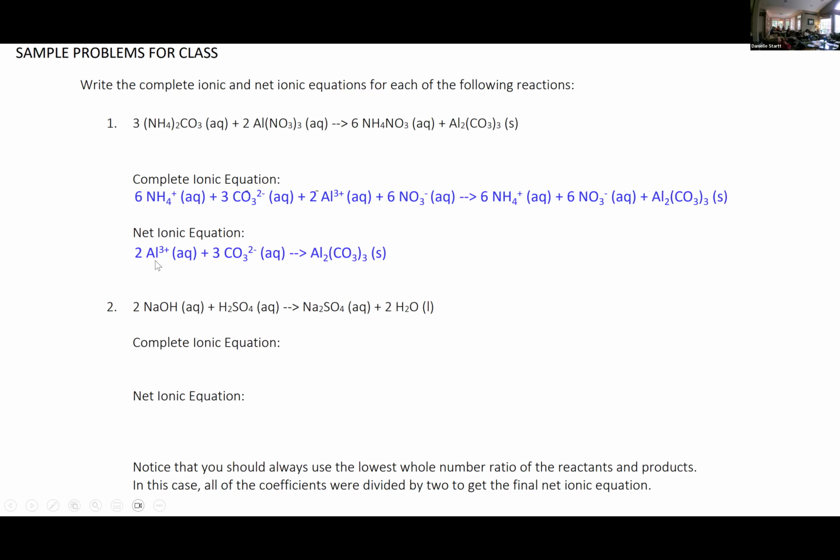So we have 2 Al3+ aqueous gives us 3 of these carbonates, and they're 2 negative. So are our charges correct here? 3 times -2 is -6, right? 2 times 3 is 6. 6 and -6 balance out. Right, so we know we're good. Let you try that next one for a second. See if you can figure it out.